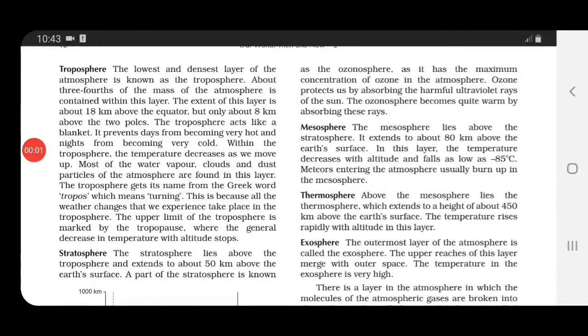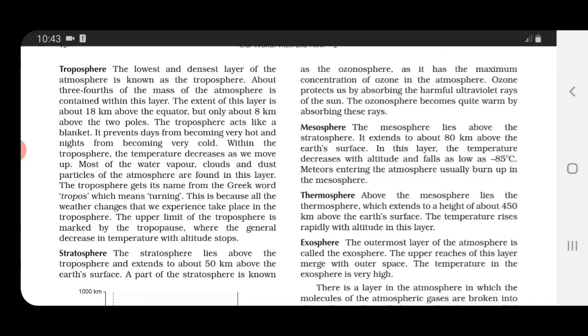Next they are telling, children, that a part of this layer, stratosphere layer, that part we call ozonosphere. Why it is known as ozonosphere? Because it has the maximum concentration of ozone in the atmosphere. Now you all might have studied about the ozone layer, yes or no? It protects us from the harmful ultraviolet rays of the sun by absorbing it.